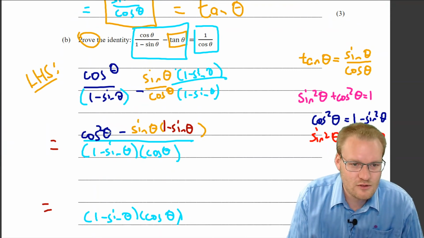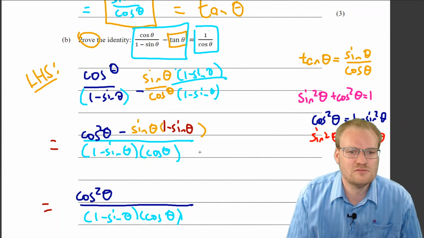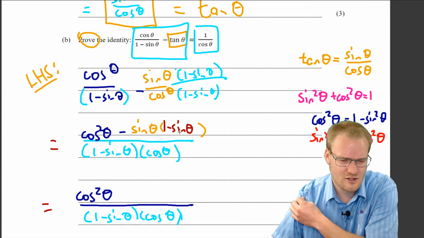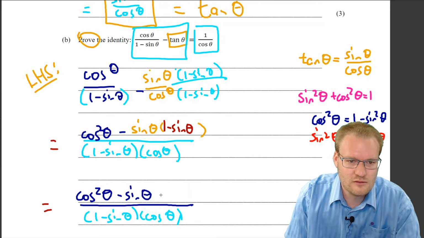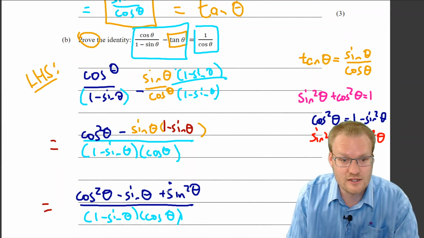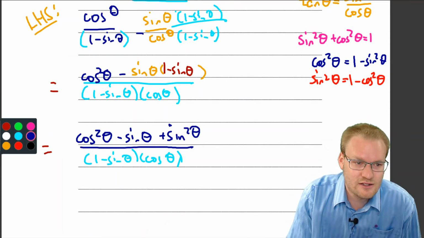But cos squared theta, what's happening here? Can't we just multiply this into the bracket? Cool, go for it. Pause as you need to. Okay, so we've got minus sine theta times minus sine theta, which is plus sine squared theta. Does that look like anything over here?